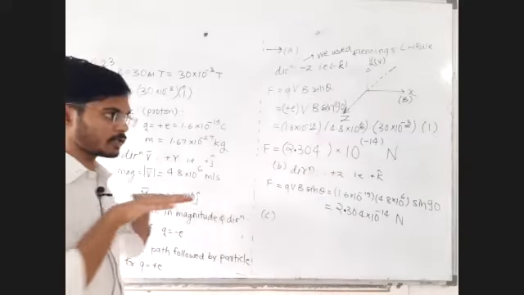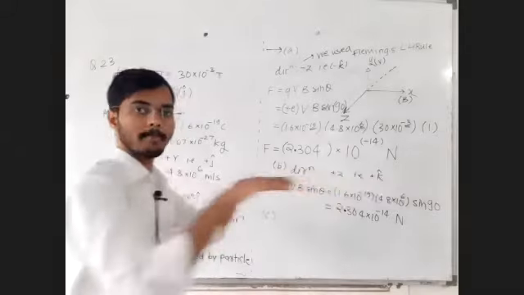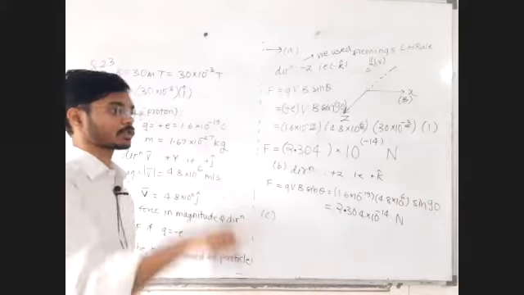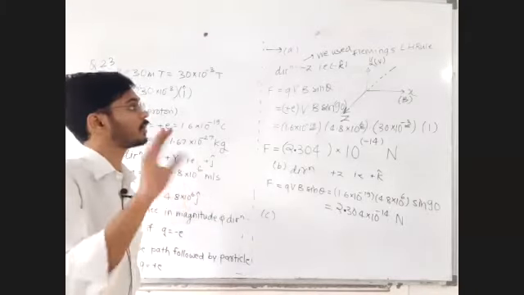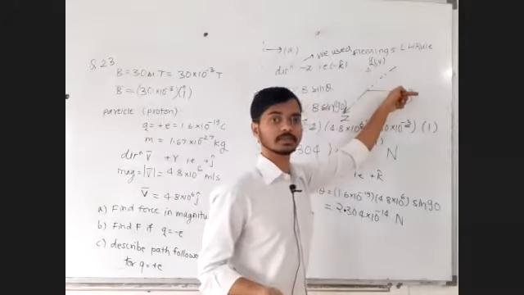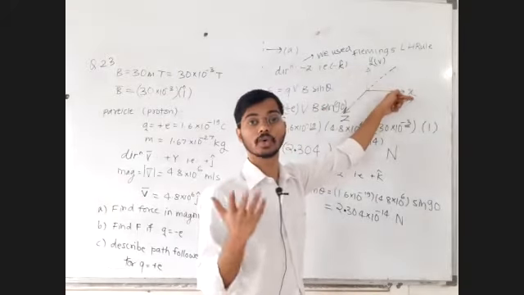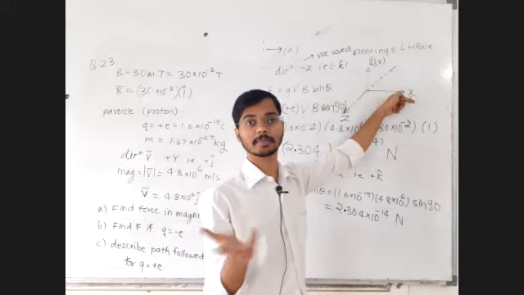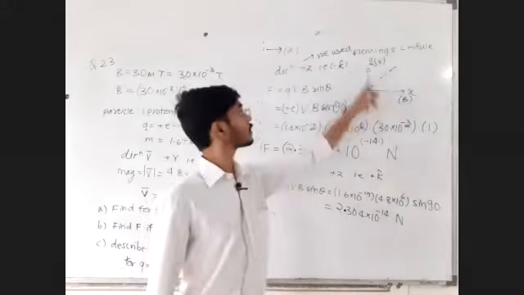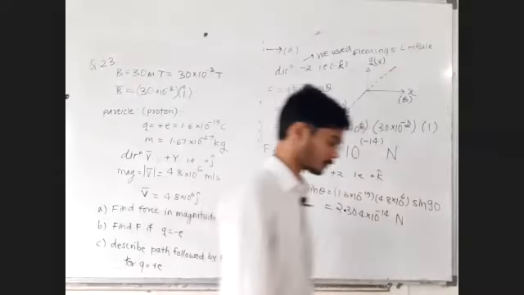The magnetic field is in the forward direction, and the particle will perform the circular motion in a plane perpendicular to the forward direction. This is your forward direction x. So what is the plane perpendicular to the x direction? It is the YZ plane.